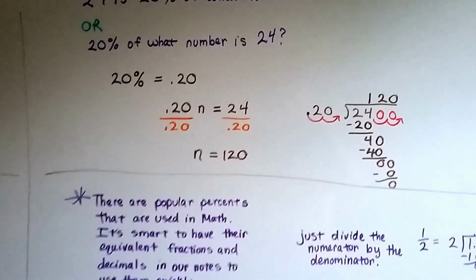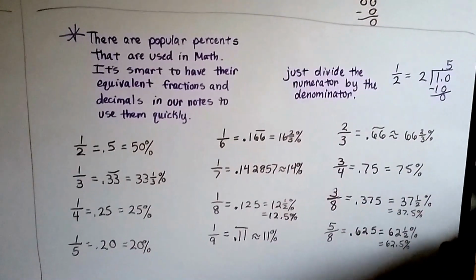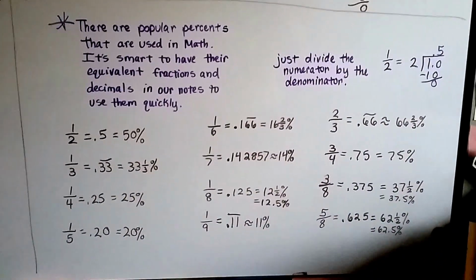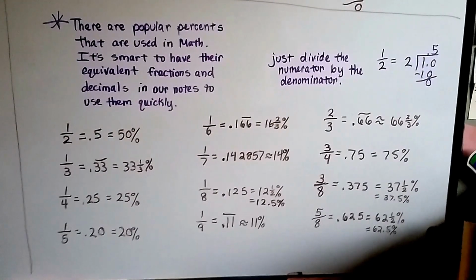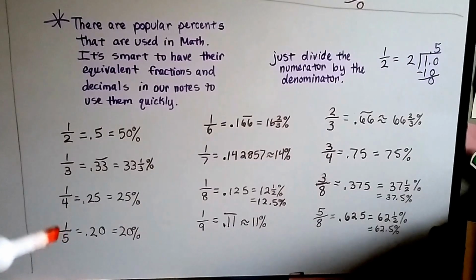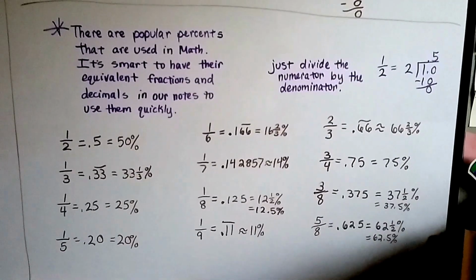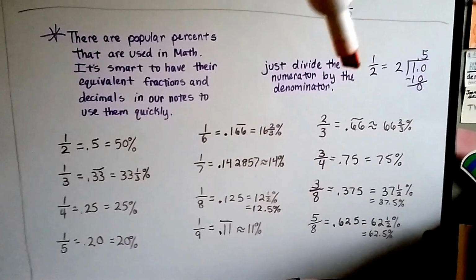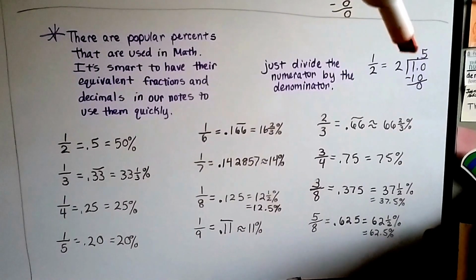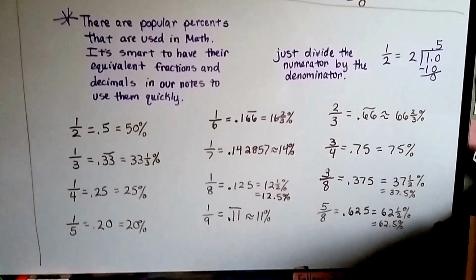Now, there are popular percents that are used in math, and it's smart to have their equivalent fractions and decimals in our notes to use them quickly. So you can pause the video again right now as I'm going through each one of these and write all these down, because that'll help you. All you have to do is divide the numerator by the denominator. For a half, how many times can 2 fit into a 1? It's 0.5, so a half is 0.5.